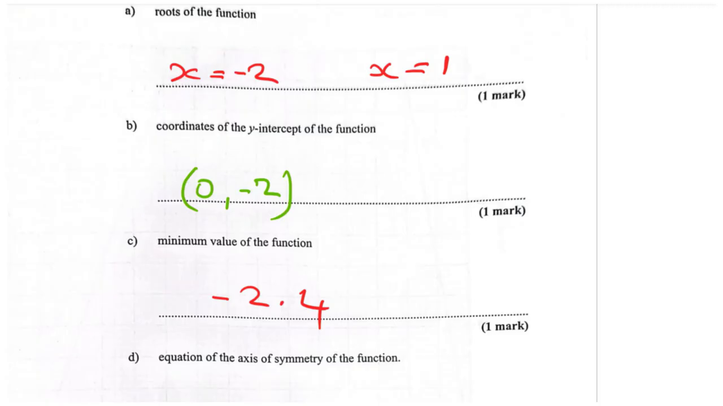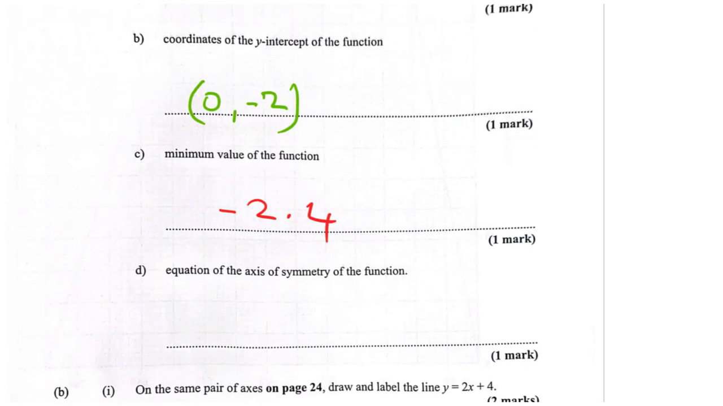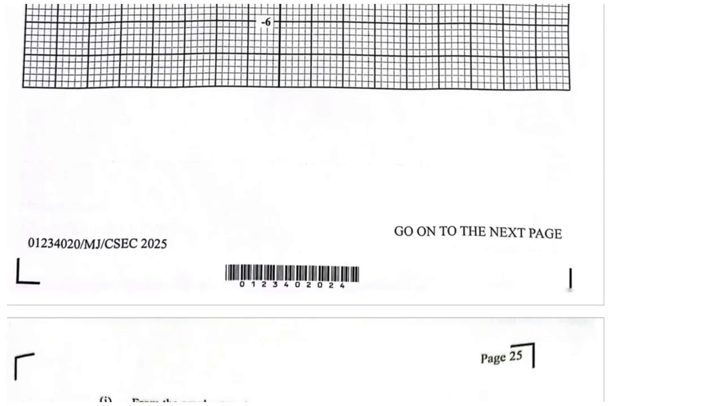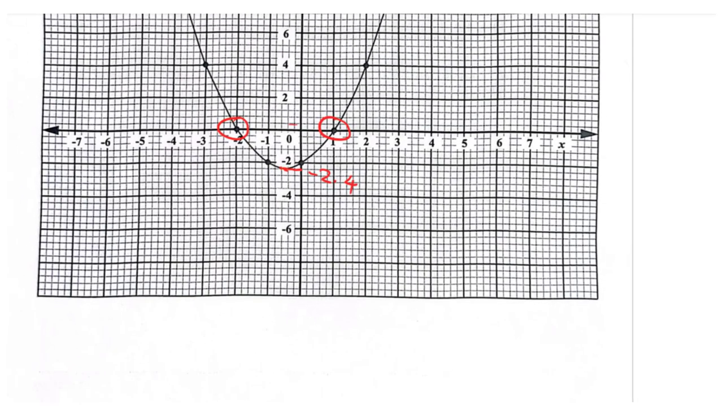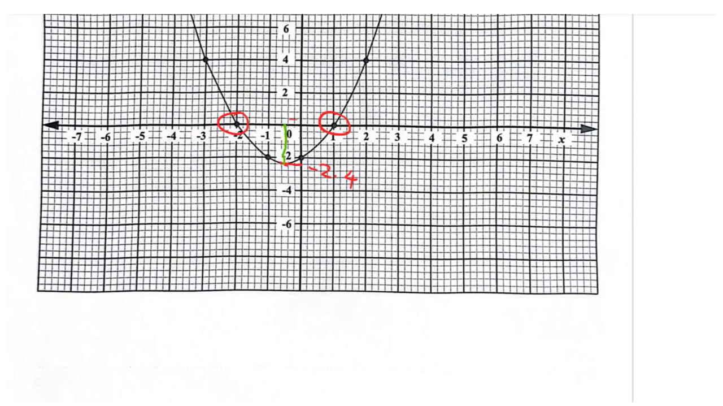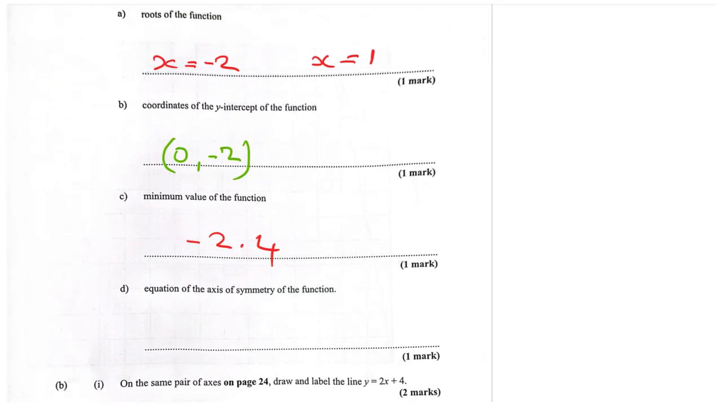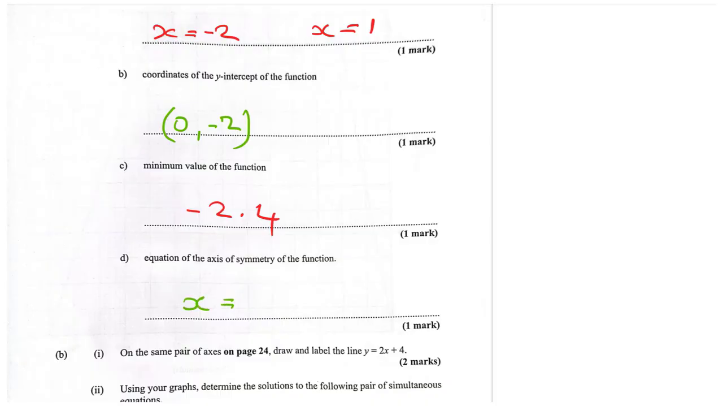Now part D, the equation of the axis of symmetry of the function. So let's go back to the function. Now all we're going to do is start from the minimum point and move up until we touch the x-axis. This point corresponds to -0.5. So we're going to say x is equal to -0.5. So that is the equation for the axis of symmetry.